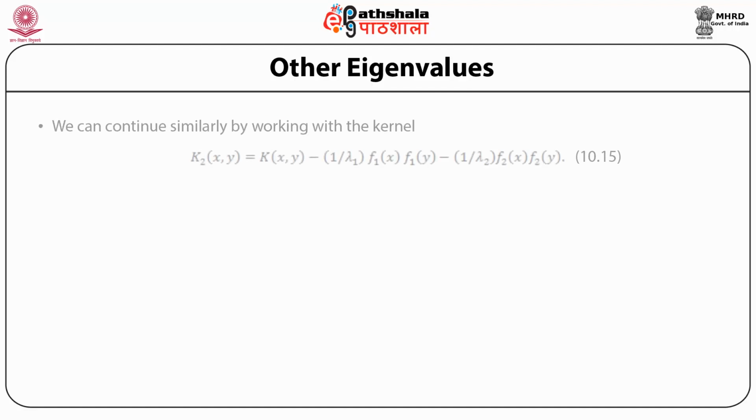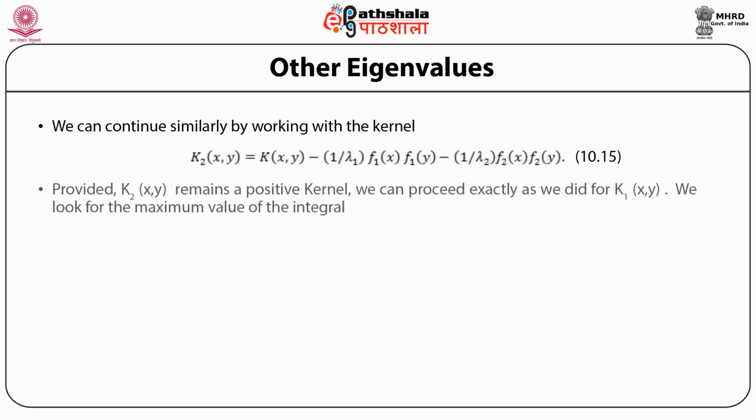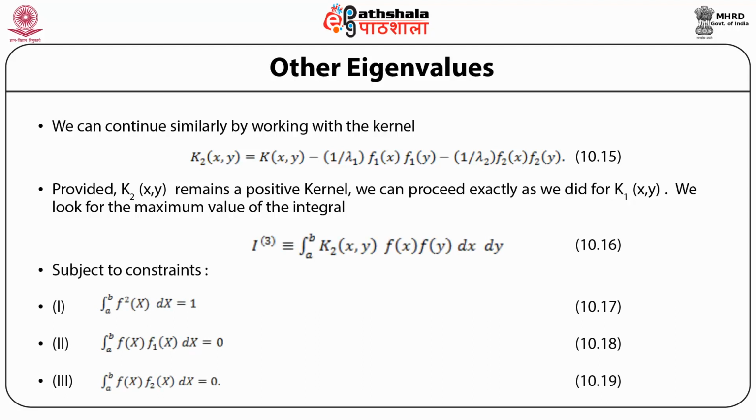lambda 1. We can continue similarly by working with the kernel now k2 xy, which is kxy minus 1 upon lambda 1 f1x f1y minus 1 upon lambda 2 f2x f2y. Provided the kernel which we have defined, k2xy, remains a positive kernel, we can proceed exactly as we did for k1. We look for the maximum value of the integral, say I3, defined as the integral from a to b of this kernel k2 multiplied by the product of the function f at x and y into dx dy.